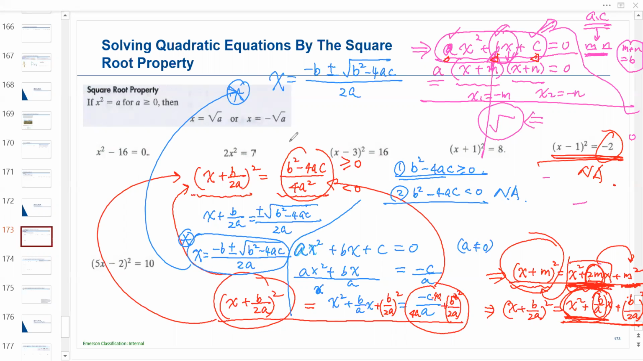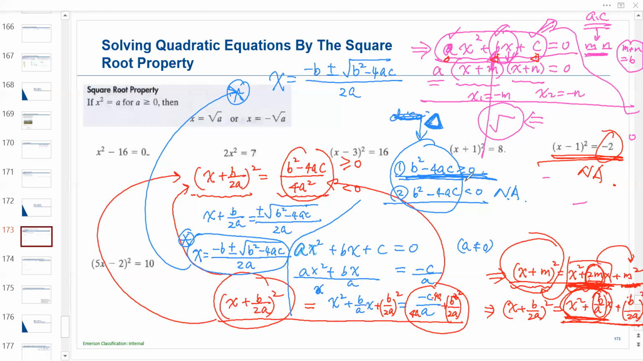Since this is important, we call this part something to judge whether the equation has solutions or not. We call this the discriminant. So use this to judge if there are solutions. If it is greater than or equal to 0, the solutions are given by this formula. If it is less than 0, there are no solutions.